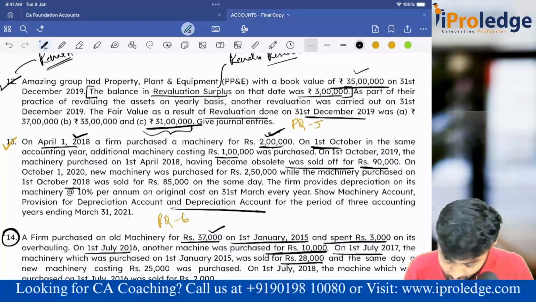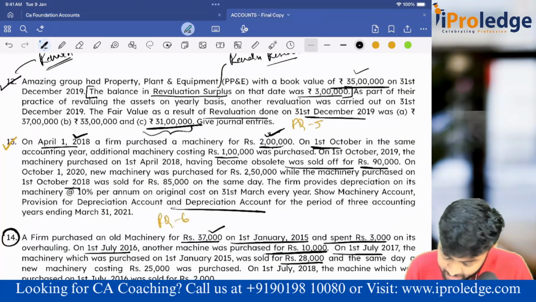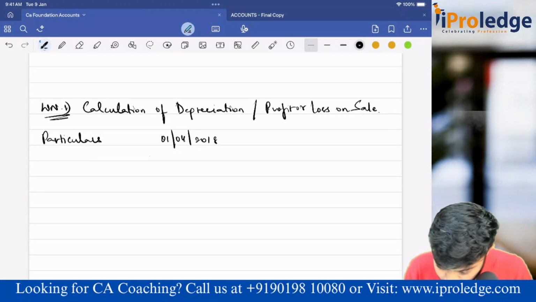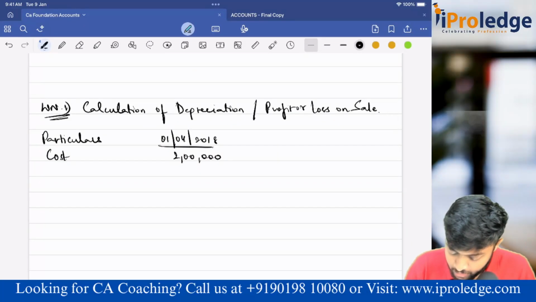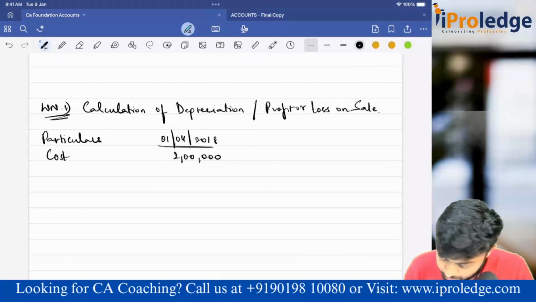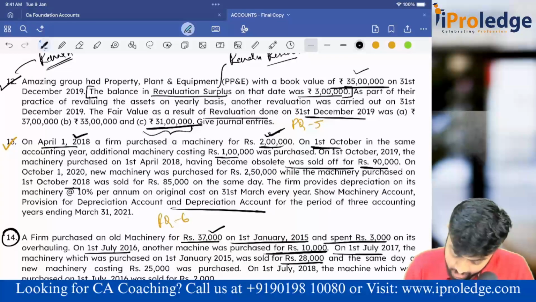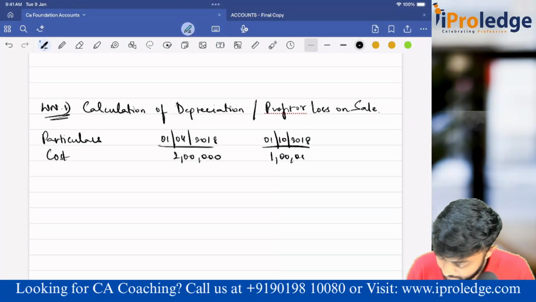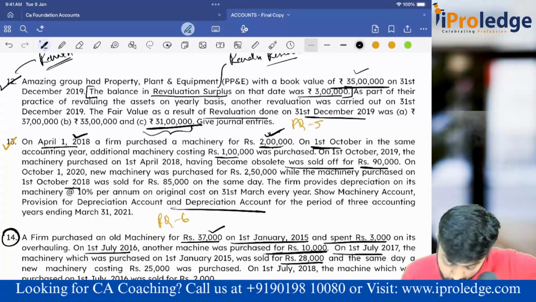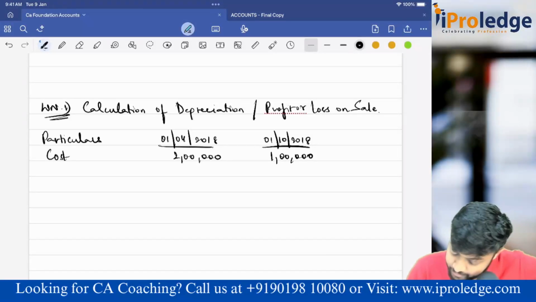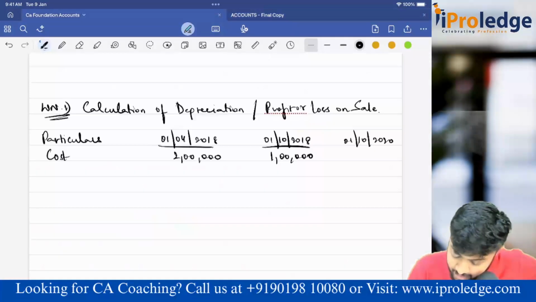First we have purchased one machinery on 1st April 2018, and that is for 2 lakh. Next one more we have purchased on 1st October 2018 and cost is 1 lakh. One more, on October 1, 2020, one more machinery is purchased, that is for 2,50,000 rupees.